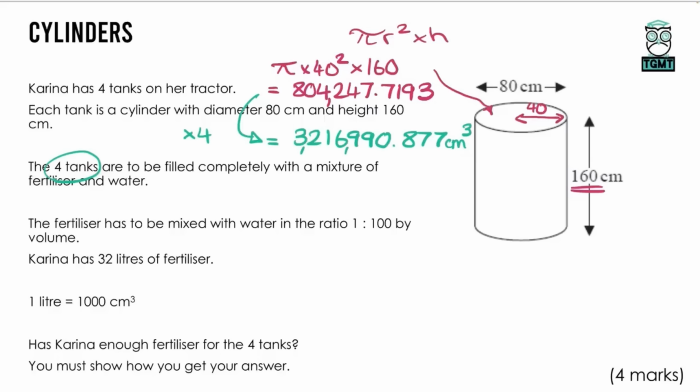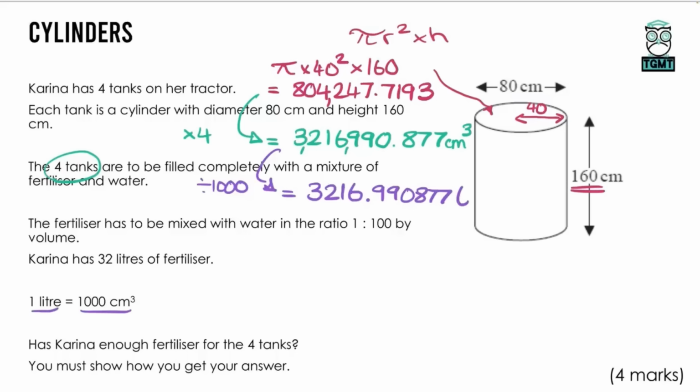So completely up to you. You could either convert the 32 litres into centimetre cubed and keep dealing with very large numbers, or we could turn this volume now into litres, and we can do that just by dividing by 1,000, as it's 1 litre for 1,000 centimetre cubed. So if we divide that by 1,000, at least we're going to get some slightly smaller numbers. So here in litres now, the 4 tanks is 3,216.990877, and that's now in litres. So that's how much space is in those 4 tanks.